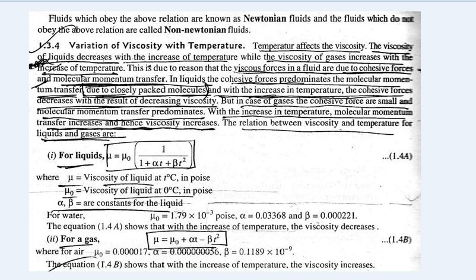Okay, now in case of gas, mu is directly proportional to temperature: mu is equal to mu naught plus alpha t minus beta t square. So you can see from this equation, if the temperature is increasing, the viscosity will be increasing, but for liquids the temperature term is a reciprocal, inversely proportional. So from these equations you can easily find out how much viscosity is raised or decreased because of the variation of temperature. So this is all about viscosity.